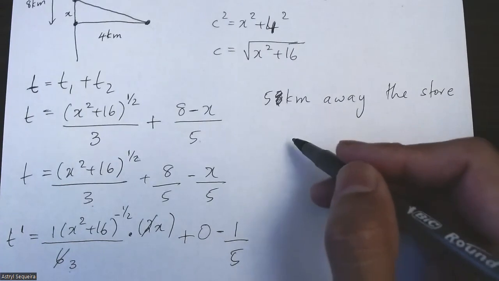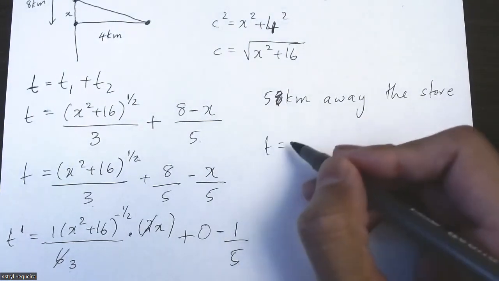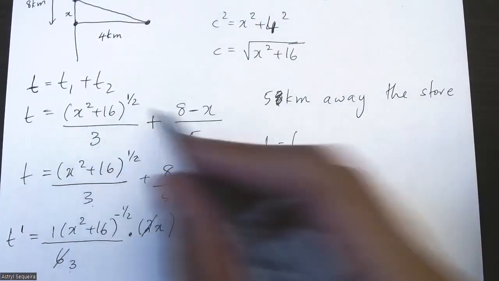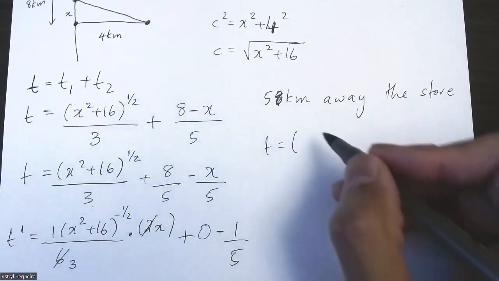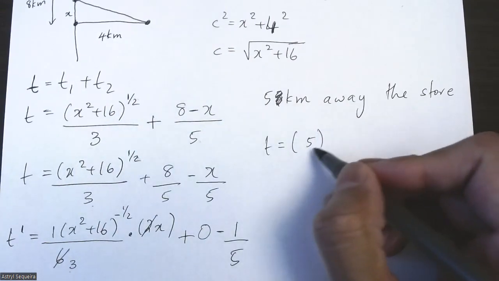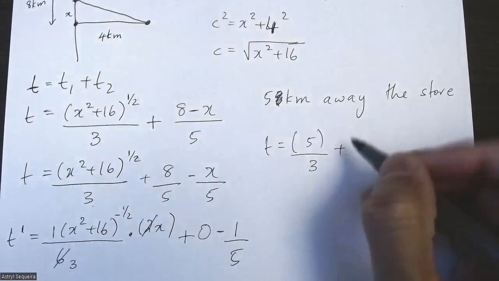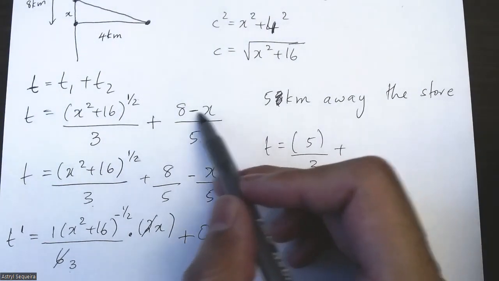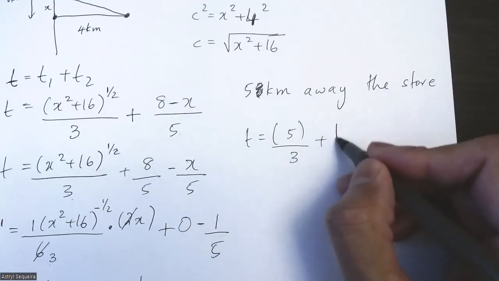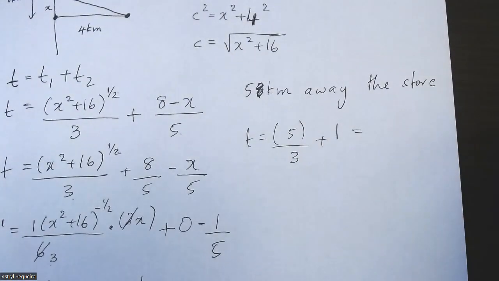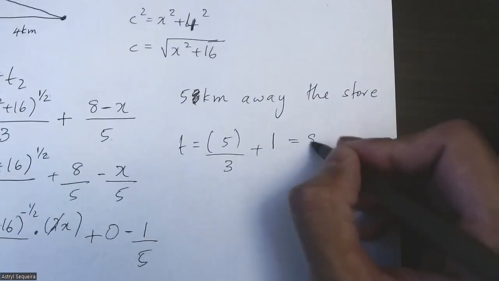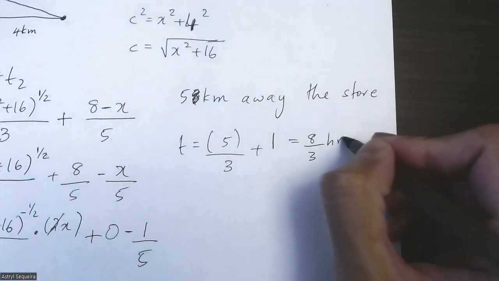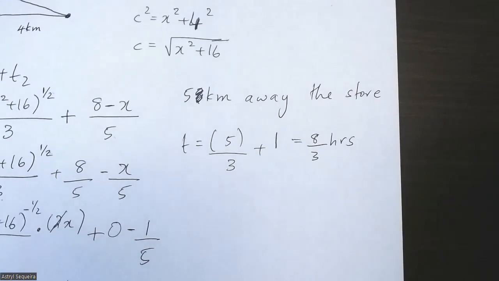If you want, I'll do that really quick. So t equals 9 plus 16 is 25. 25 to the power of half is just 5, over 3, plus 8 minus 3 is 5, 5 divided by 5 is 1. So 5 over 3 plus 1. Basically 8 over 3 hours, or 2.67 hours. Around 2 hours, 40 minutes.